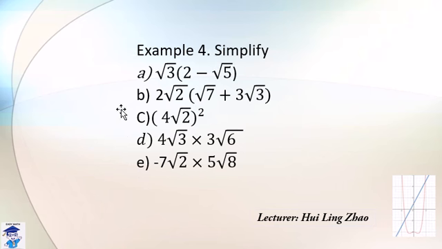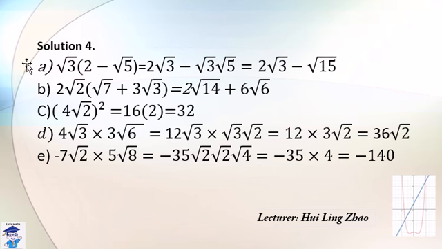Example 4. There are 5 questions. Number A, square root of 3 times 2 times the square root of 5. Number B, 2 times square root of 2 times, in the bracket, square root of 7 plus 3 times square root of 3. Number C, the square of 4 times square root of 2. Number D, 4 times square root of 3 times 3 times square root of 6. The last question is negative 7 times square root of 2 times 5 times square root of 8.